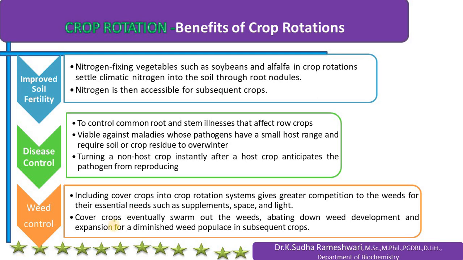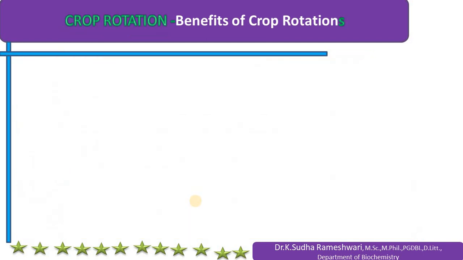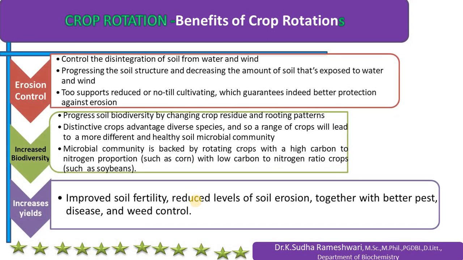Including cover crops in the crop rotation systems gives greater competition to the weeds for their essential needs such as nutrients, space, and light. Cover crops eventually smother out the weeds, slowing down weed development and expansion for a diminished weed population in subsequent crops. Next is the erosion control.